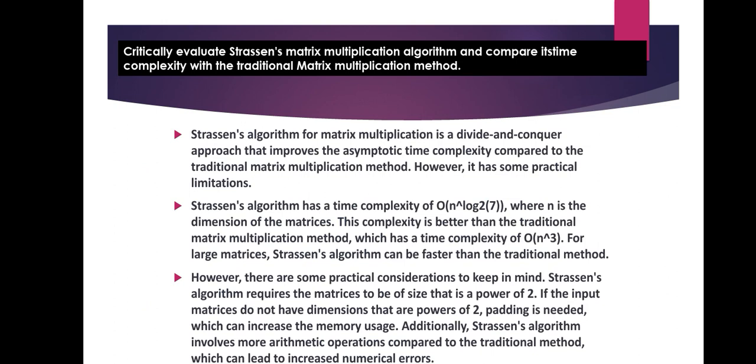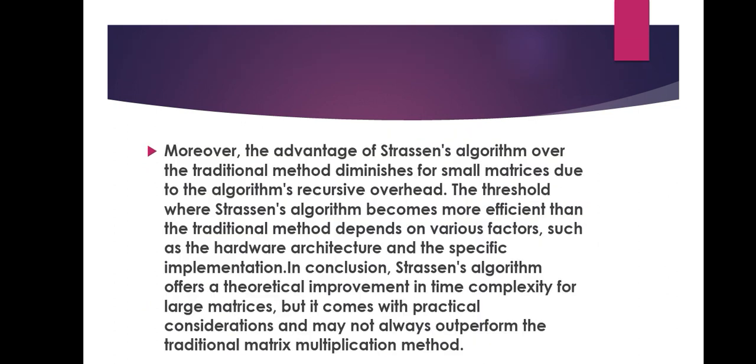Strassen's algorithm requires the matrices to be of a size that is a power of 2. If the input matrices do not have dimensions that are powers of 2, padding is needed, which increases the memory usage. Additionally, Strassen's algorithm involves more arithmetic operations compared to the traditional method, which can lead to increased numerical errors. Moreover, the advantage of Strassen's algorithm over the traditional method is lost for small matrices due to the algorithm's recursive overhead.